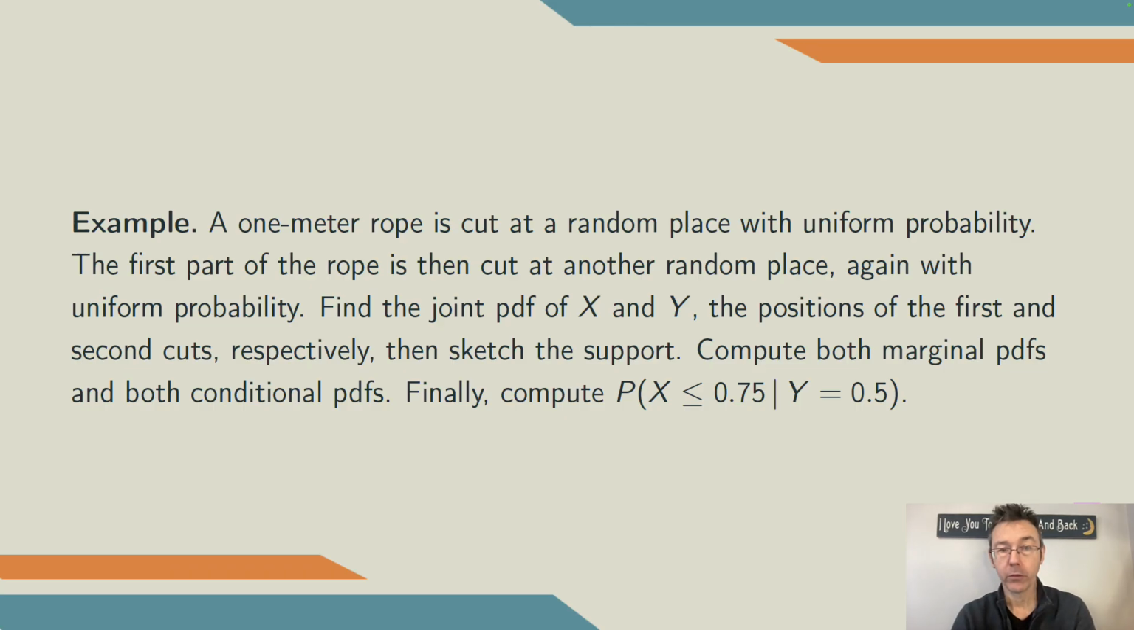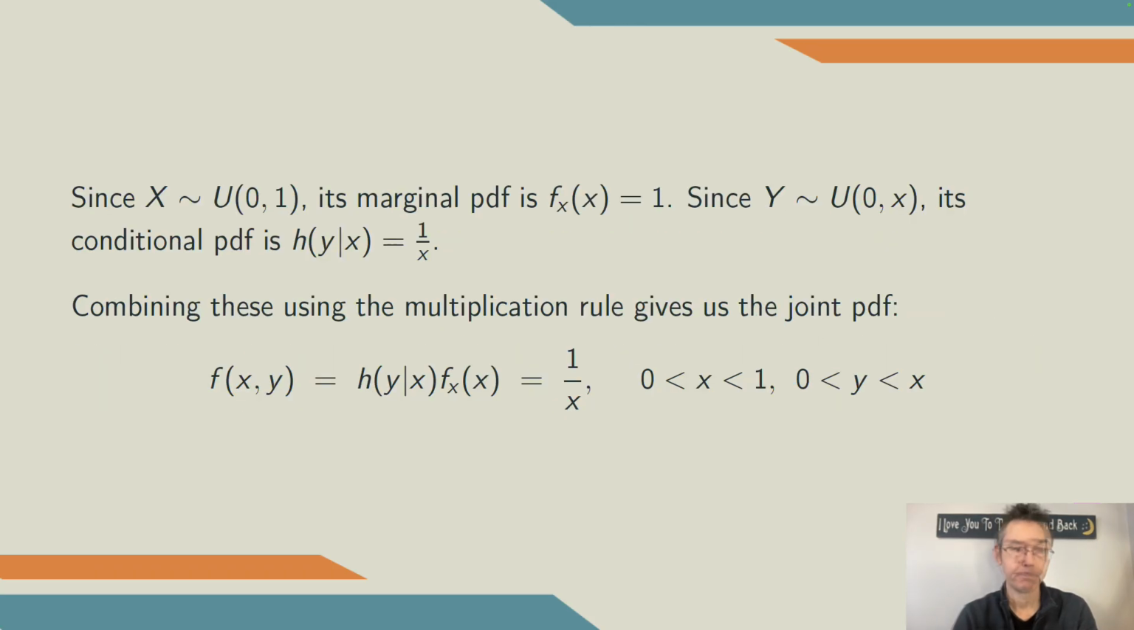We want to sketch the support, compute both marginal and both conditional PDFs, and then finally, compute the probability that x is less than or equal to 0.75 given that y is equal to 0.5. In other words, we're going to assume that somehow we know the position of the second cut, and we want to say something about the probability of where the first cut might be.